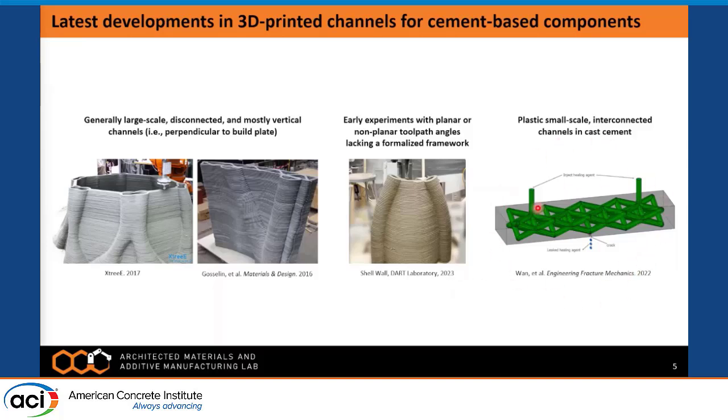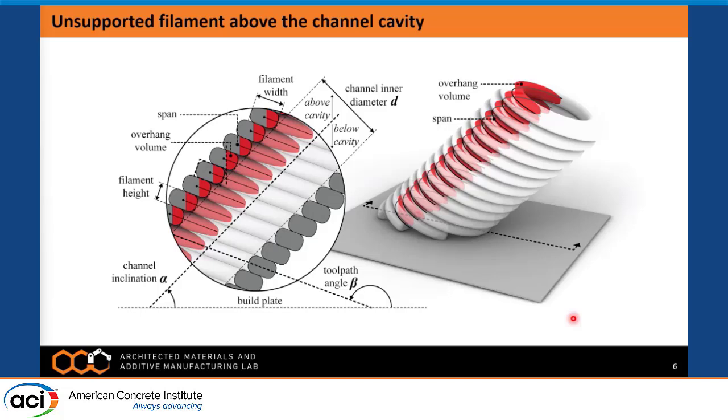For smaller and interconnected channels, researchers are exploring plastic 3D printed channel networks that are then cast in cement rather than actually building in those channels ourselves. So we set out to develop new strategies to tackle this challenge of overhangs and advance our capability to 3D print channel networks. Opportunities arise when customizing the planar toolpath angle.